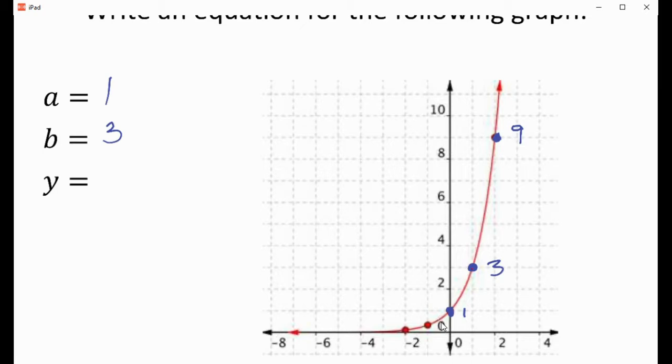So to get the equation, I just put those together. So 1 times 3 to the x. Now, obviously, 1 you don't actually have to write. So the more proper way to write that would just be y equals 3 to the x. Okay, so moving on to the new stuff.